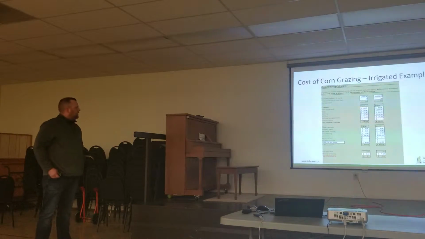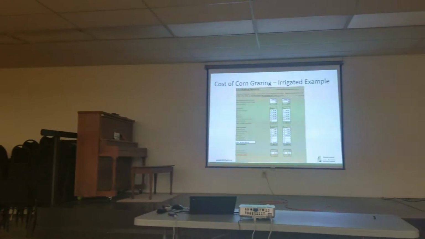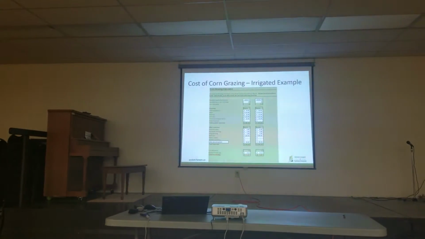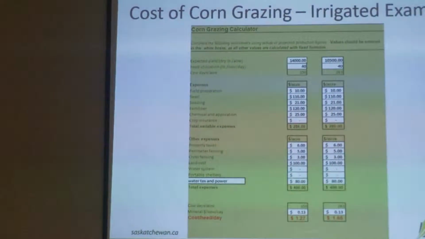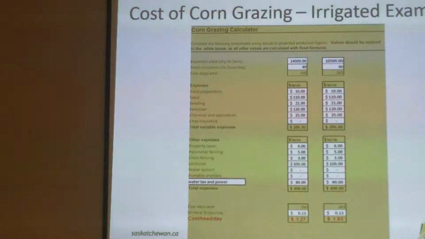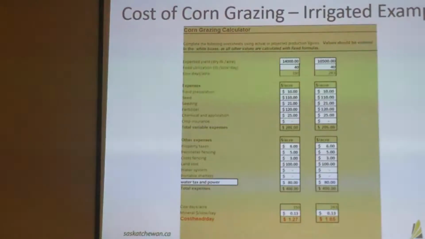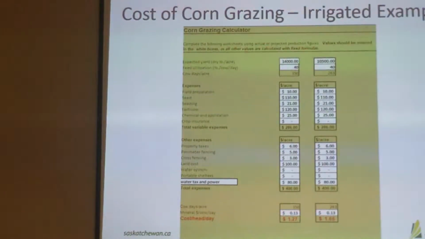So if we look at the cost of corn grazing, this is an irrigation example. This is a spreadsheet that we have available to you. Basically how it works is you put in all the white cells, you can put in your own numbers, and it auto-populates everything else. I'll run through an irrigated example here, and then we'll look at dryland as well. At the top here is our expected yield: 14,000 and 10,500, which would be the equivalent to about a 20-ton or a 15-ton silage crop.